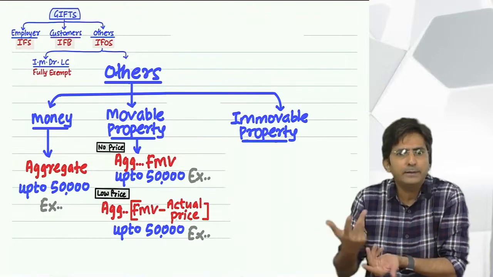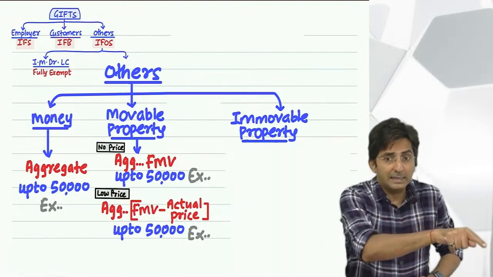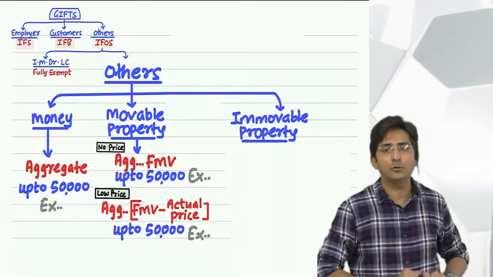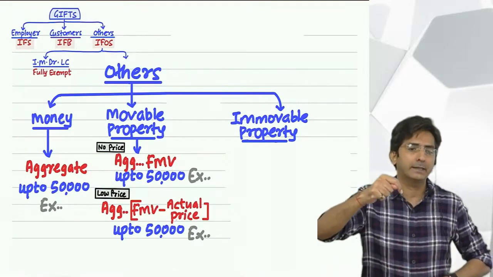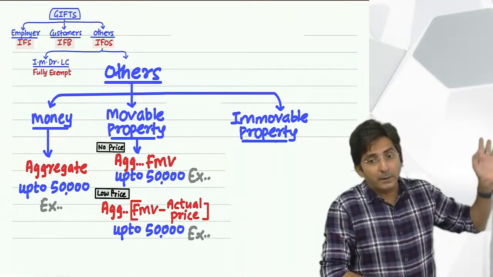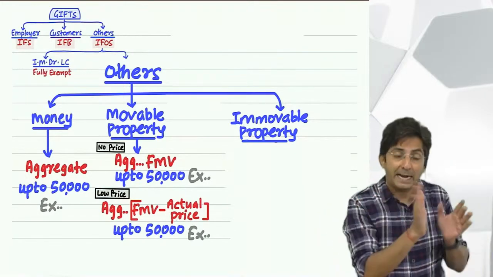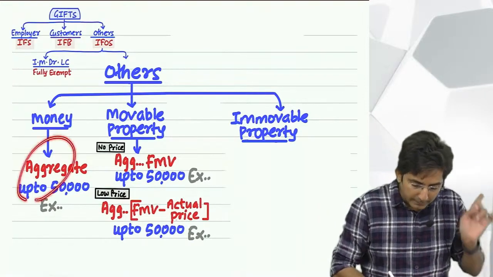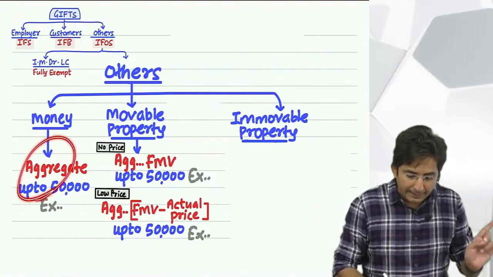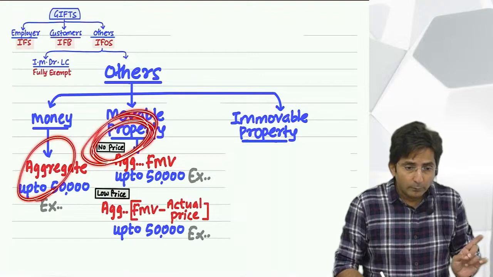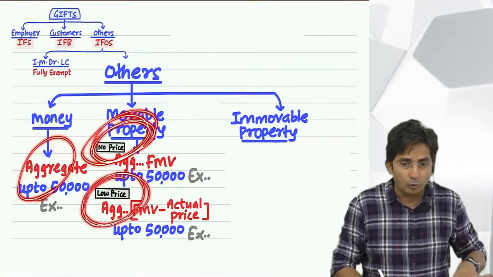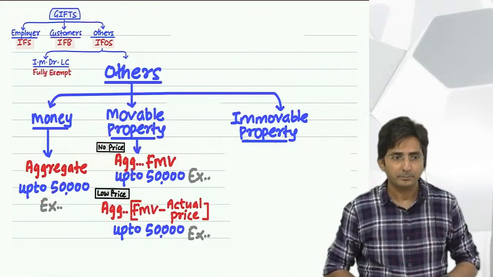So it is less than 50,000, exempt. And her transaction should be kept separate because it is low price, not no price. That's what I meant to say. And if some other person gave me money, that also you keep different. See, aggregation of money, aggregation of no price movable property, and aggregation of low price movable property should be kept separate.